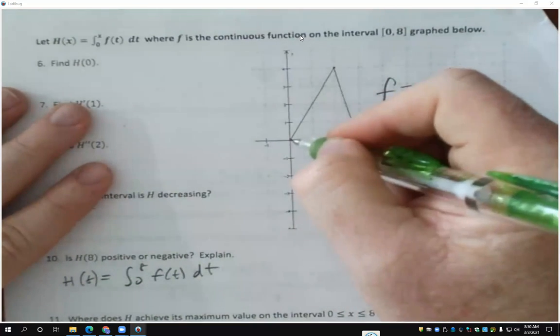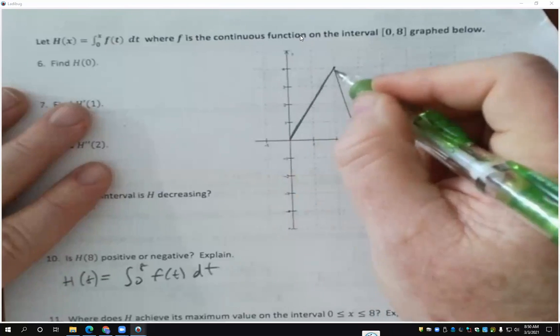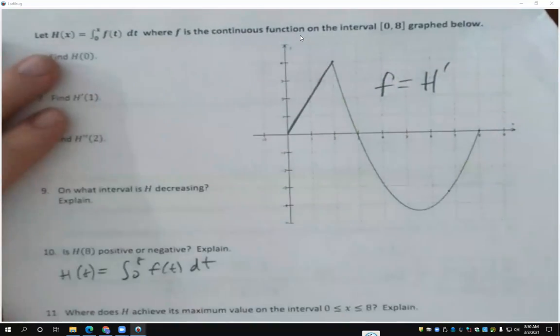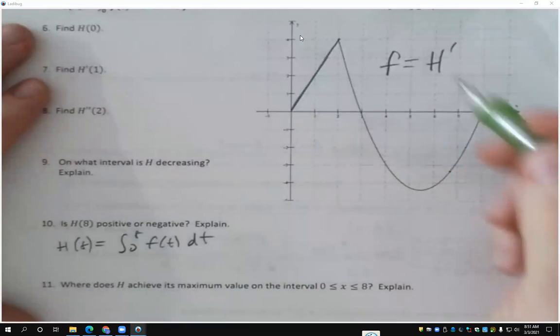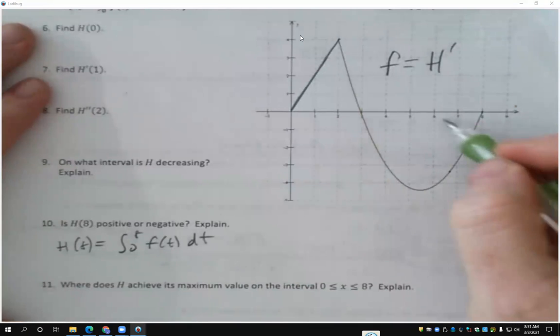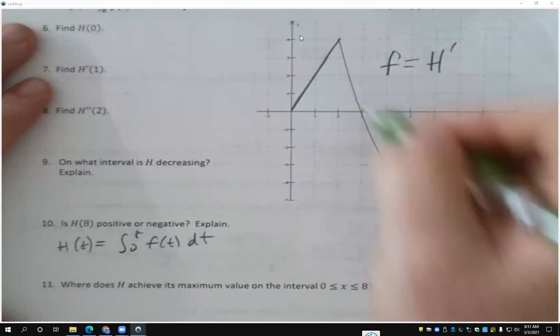This is a straight line from 0 to 2. And then it looks like it's quadratic attached to it on the other end. We can't call it a quadratic, but it looks like one. But here's what I do know. Whatever the area of this is, which is positive, plus whatever the area of this is, which is negative, this is bigger than this.